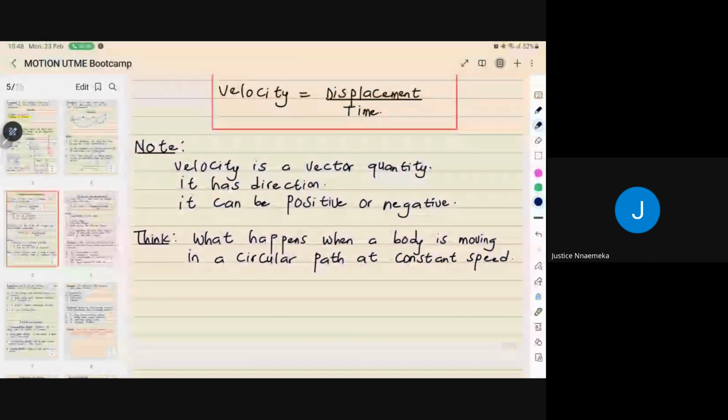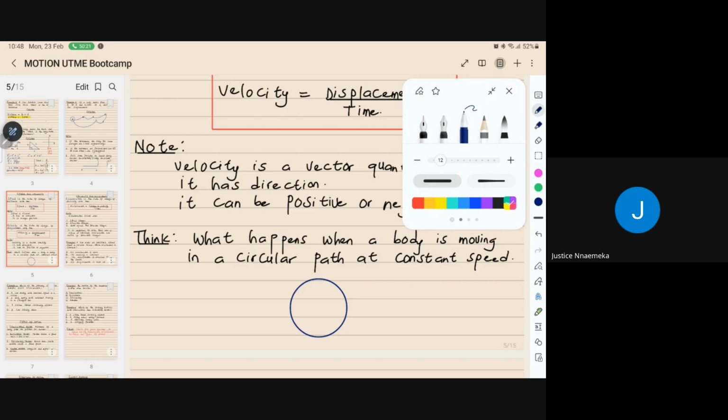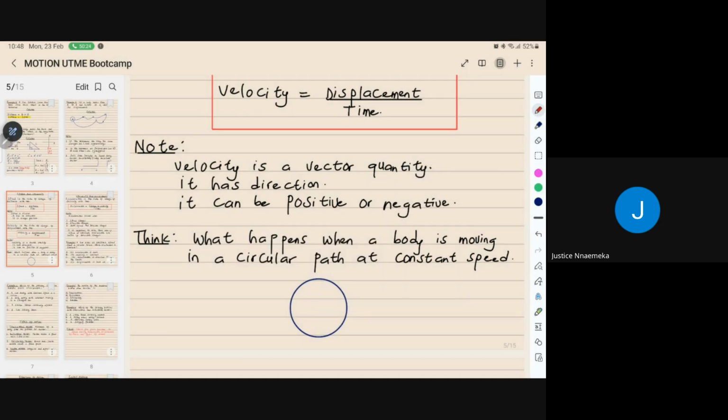You're moving around a circle. So what happens when a body is moving in a circular path? If you're moving in a circular path, you're moving this way. Let's say you started from here. Then the next part, you are now here. And after some time, you are now here. And finally, you are now here.